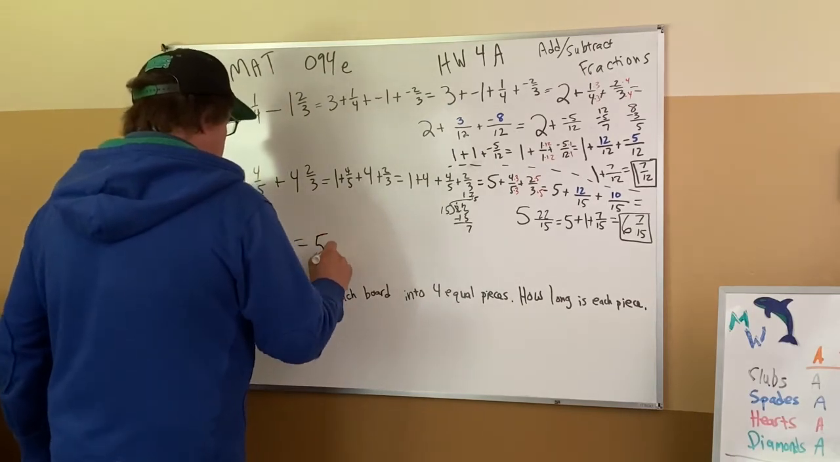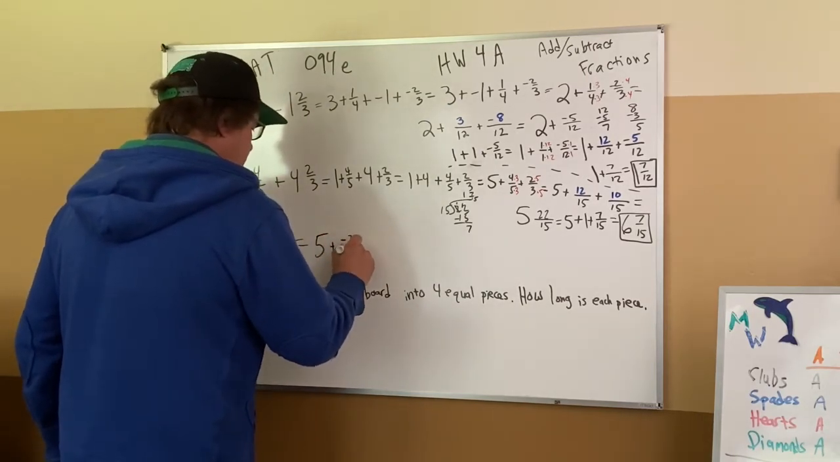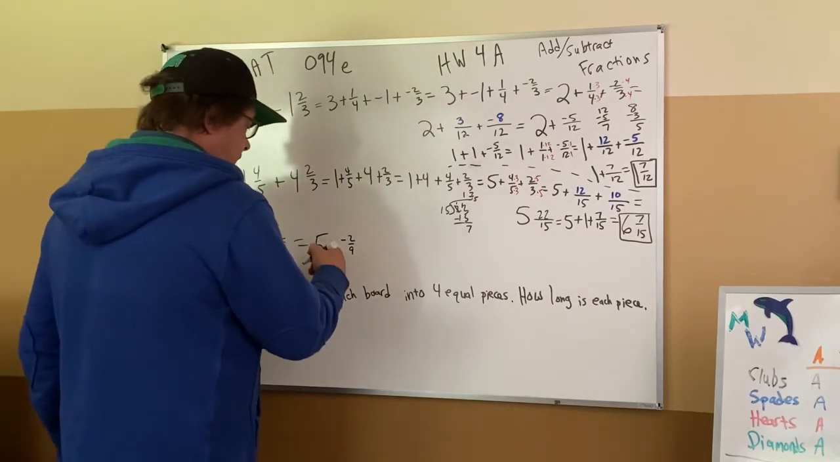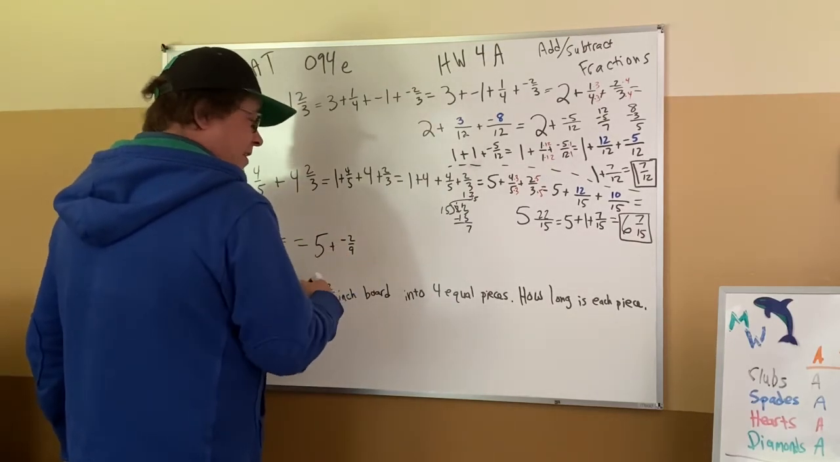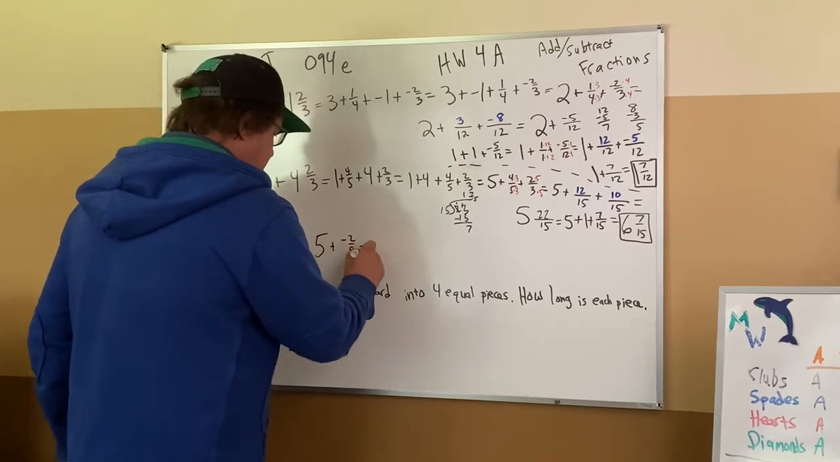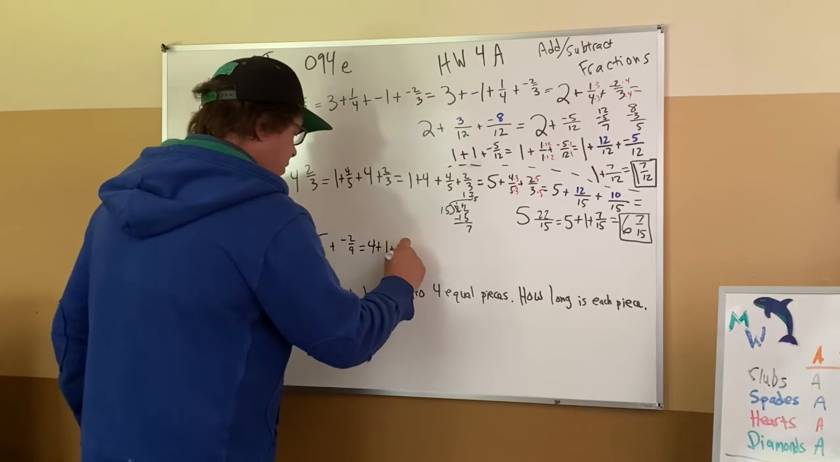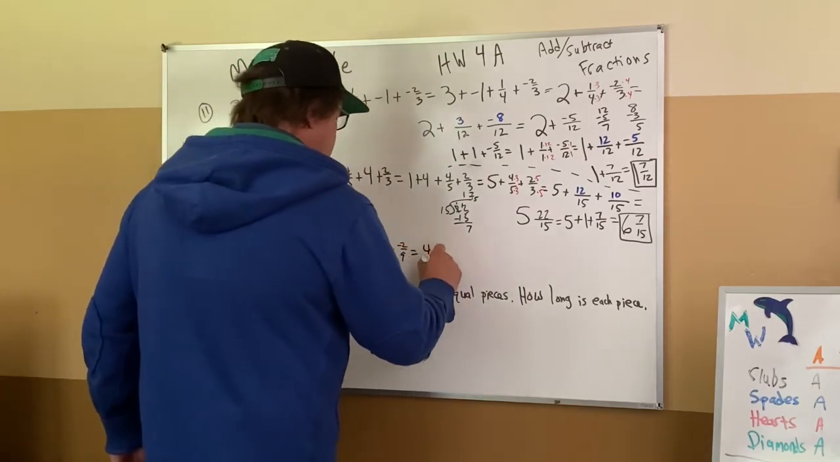5 is whole plus negative 2/9. All right, because I don't have any fraction here to get rid of the 2/9 with subtraction, I'm going to have to turn my 5 into 4 plus 1 plus then the negative 2/9. 4 plus 1 over 1.